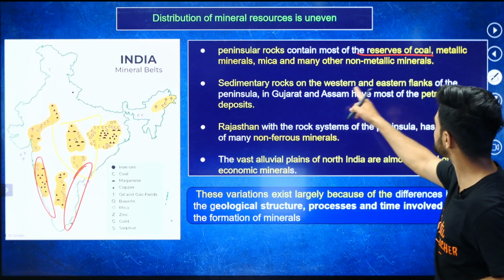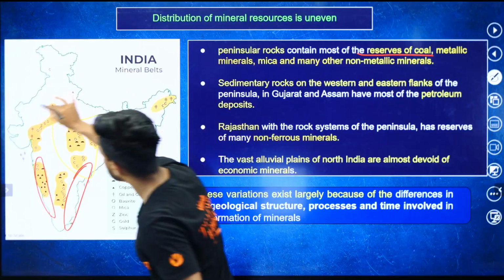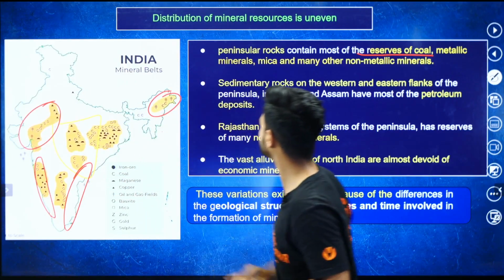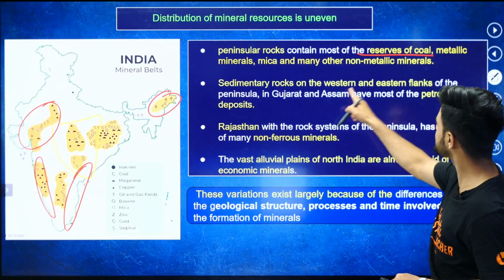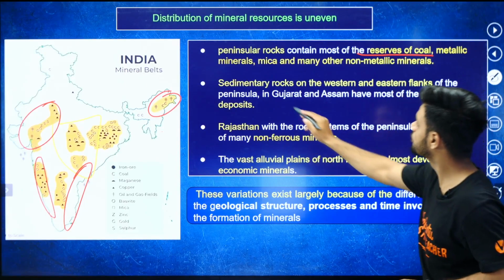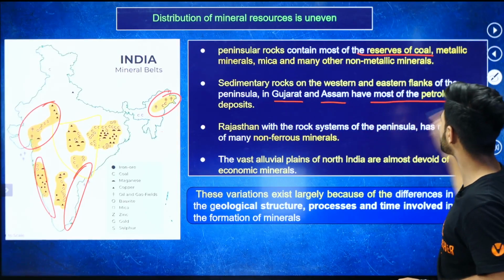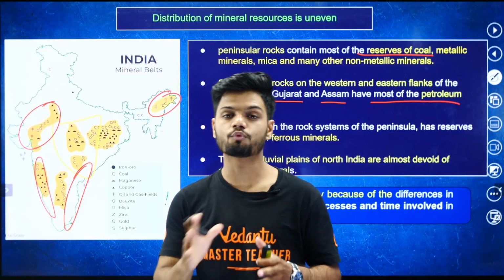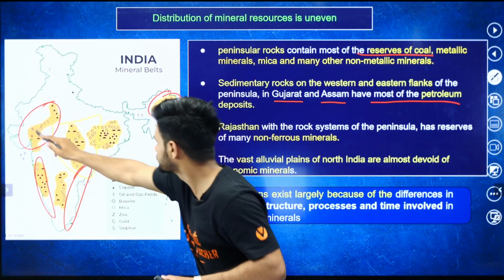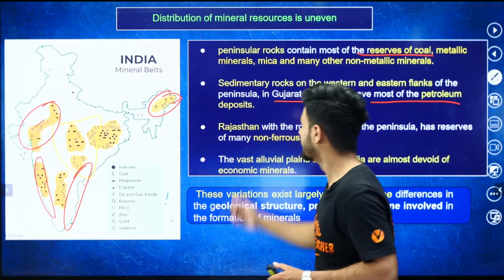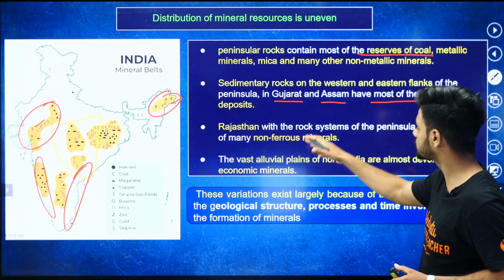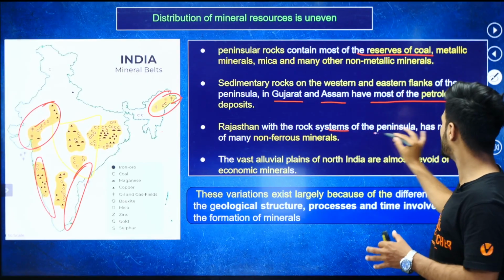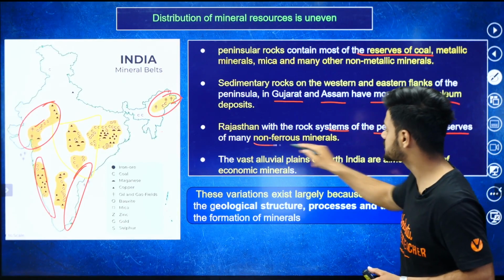Sedimentary rocks on the western and eastern flanks of the peninsula, Gujarat and Assam, have the most petroleum deposits. So, what are the petroleum deposits? Petroleum deposits are mostly found in Gujarat here as well as the Assam region. Then we have Rajasthan, with the rock systems of the peninsula, which are reserved with non-ferrous minerals.